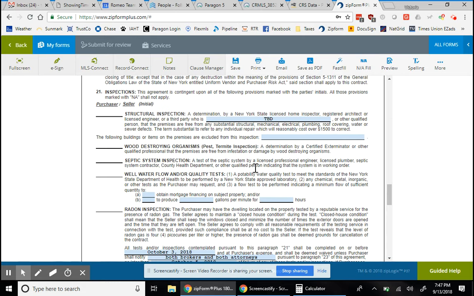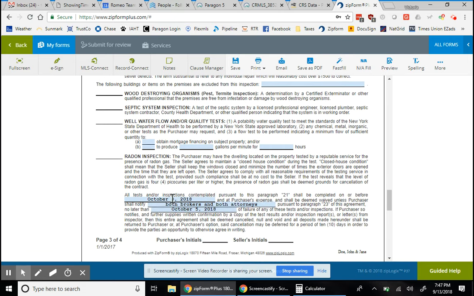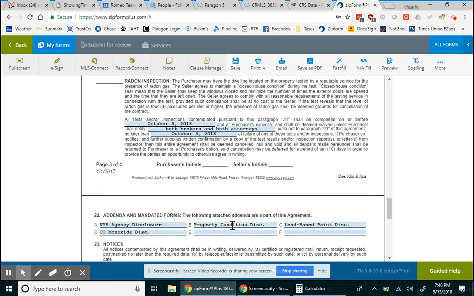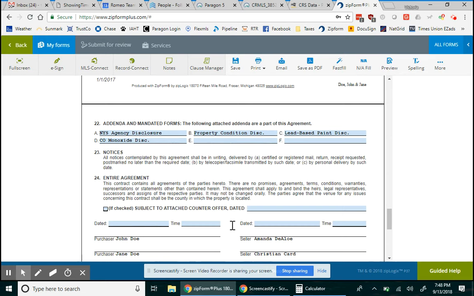At that point, it's just a negotiation, and we're all working towards the same goal, which is to try and get you your dream house. Okay? You're promising to perform these inspections by October 3rd, and we'll notify the sellers by October 5th if there are any major defects. If there are, we need to notify both brokers and both attorneys in writing. Any questions? Then initial the bottom again, page 4.